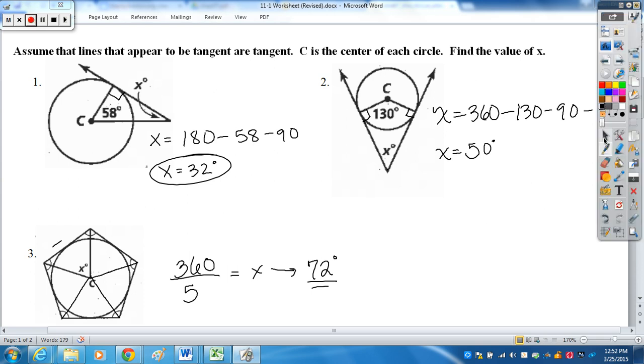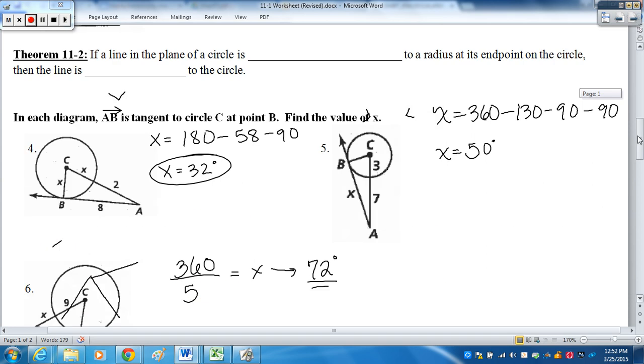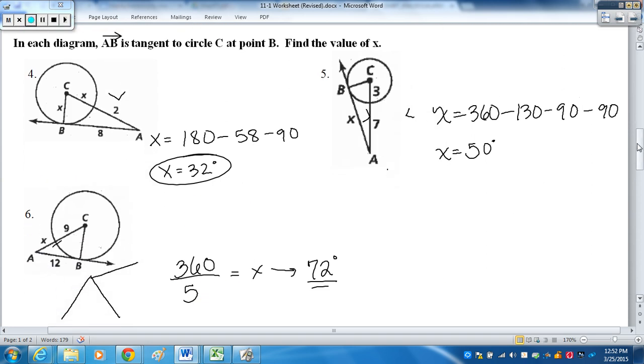Now, for the rest of the page, let's scroll down. We're going to skip 11.2 for now, and we'll come back to it in a second.